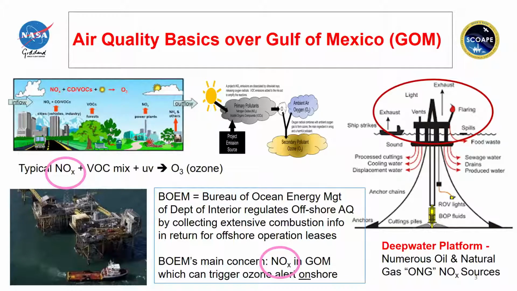So what BOEM does, this part of Interior, they give out leases for offshore oil operations. This means that the energy companies have to do extensive NEPAs, environmental assessments. Needless to say, they can't stand that. And then they get a lease. And then what BOEM does is collect extensive information on combustion, on emissions, on operations. And from that, they estimate the actual emissions. So for example, if you look at the diagram here on the right, this is a schematic of a deep water platform that floats, but it's anchored to the ocean bottom.